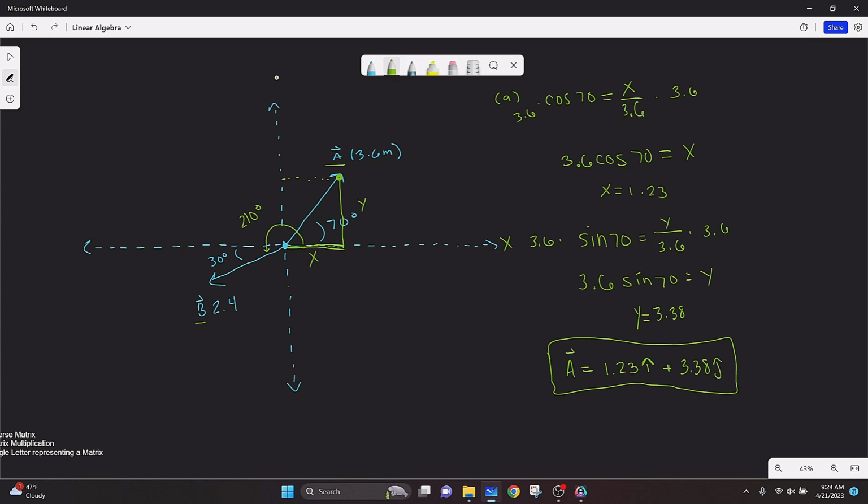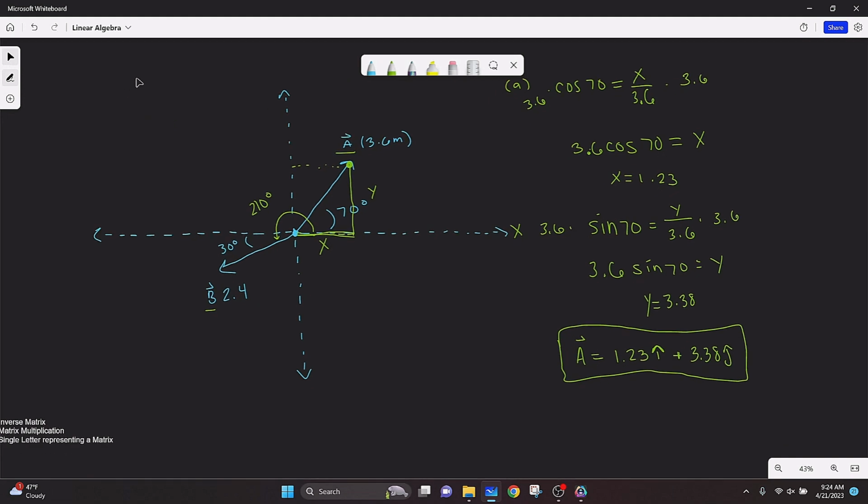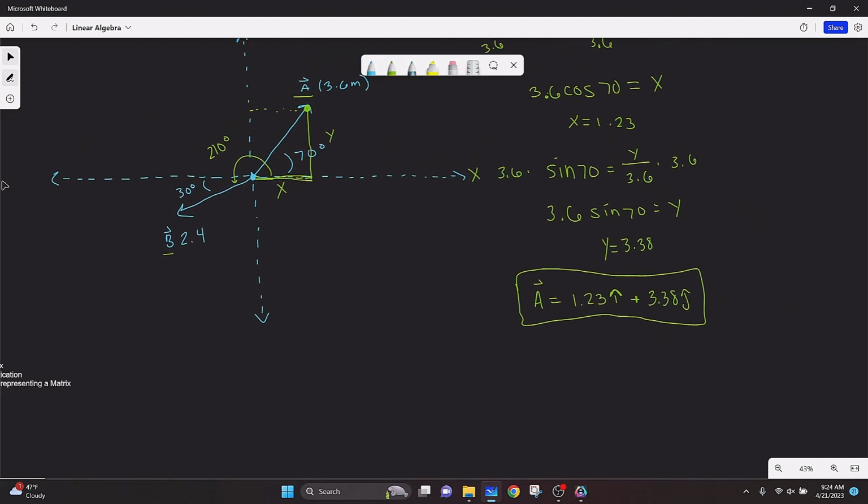The next is, let's say we have to find a third vector, vector C. And so let's make some space.